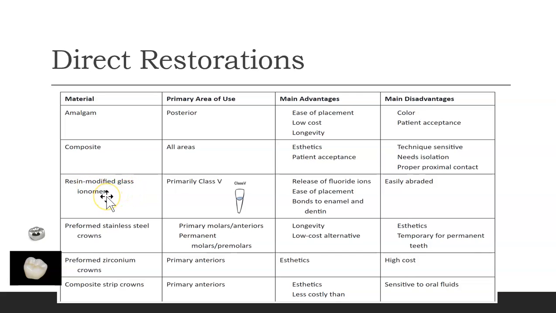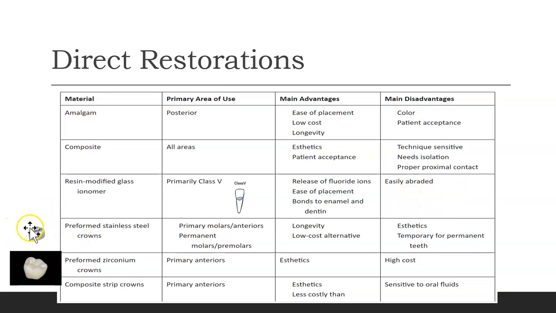Resin-modified glass ionomer material is primarily used for class 5 fillings, which is just right here along the cervical. And you can see here what's nice about glass ionomer is it releases fluoride. So if someone's high risk for caries, this would be great because fluoride ions are being released, and we know fluoride helps with cavities. It's really easy to do. The only thing is it does wear away quite fast.